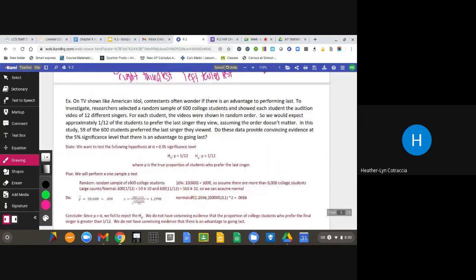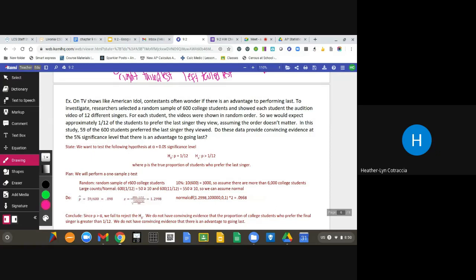Okay, so here's a full test. I think I do 2 of these, and then I think that's it. So let's read through this one really quick. We've got an American Idol-type singing show, and they want to know if there's an advantage to going last. So to do this, what they said was there's 12 singers, and they would expect that if there is a preference for the last person, then the last person's probability would be greater than a 12th.